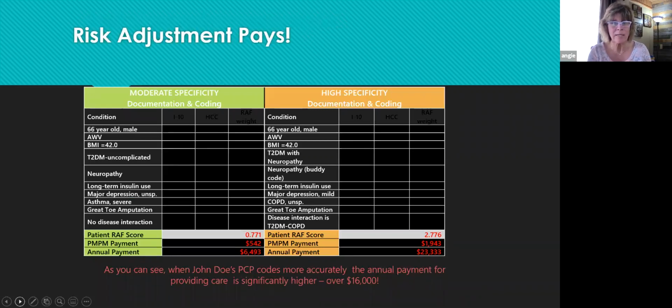So again, looking at documentation and coding, risk adjustment really pays, and you can see the difference in these two people, what we've done, and look at the payment difference of the annual payments that we could have gotten. And if you're in an ACO, they look at this. So when you see people using ACO data, financially, there is money to be had, and just to kind of hang on to some of that. So next one.